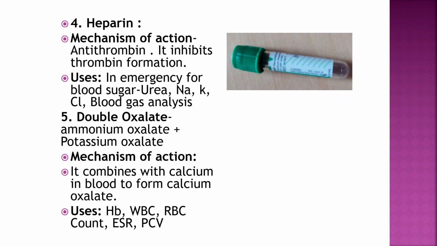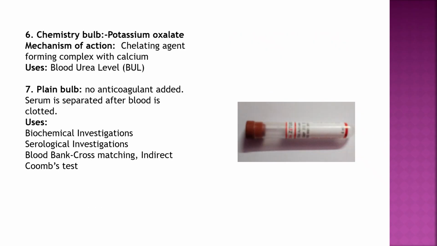Other anticoagulants: first is heparin. Its action is antithrombin and its use is mainly for blood gas analysis. Next is double oxalate, which is ammonium oxalate plus potassium oxalate, and its uses are like EDTA. Potassium oxalate is mainly used for blood urea level. Plain bulb is where no anticoagulant is added, and it is mainly required for serum preparation, which is required for biochemical and serological investigations.